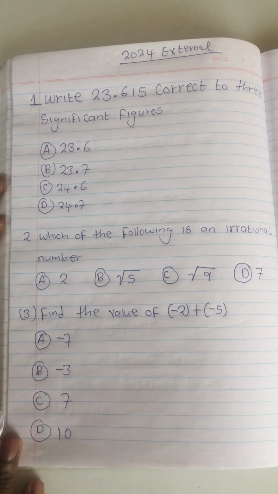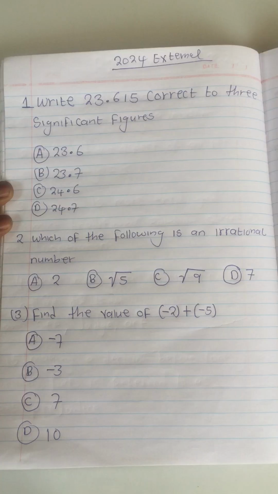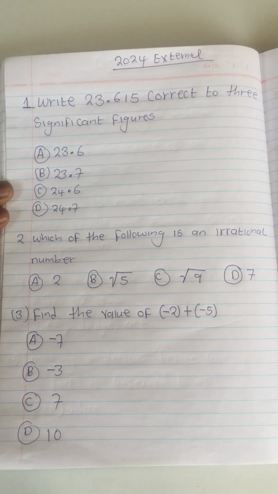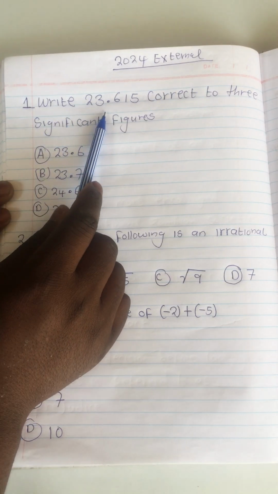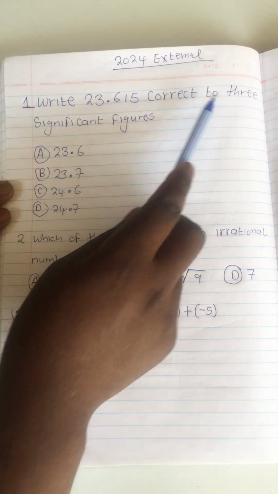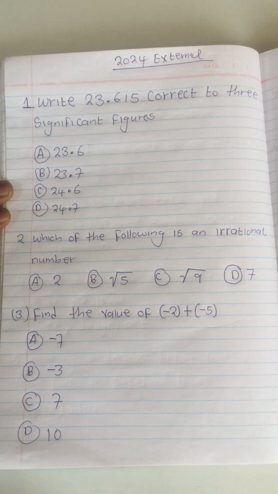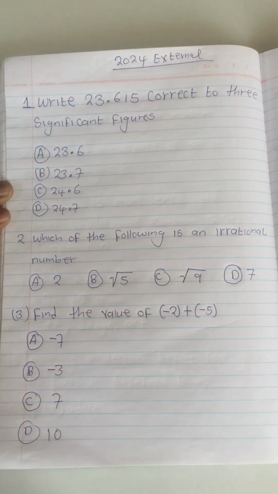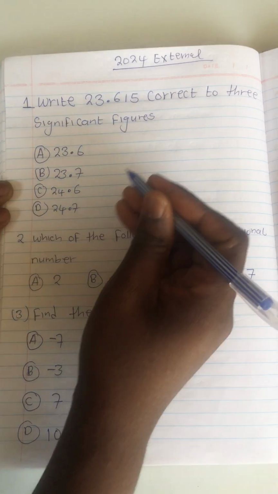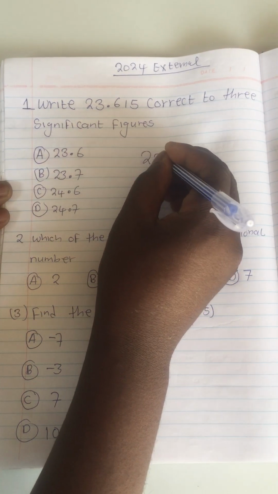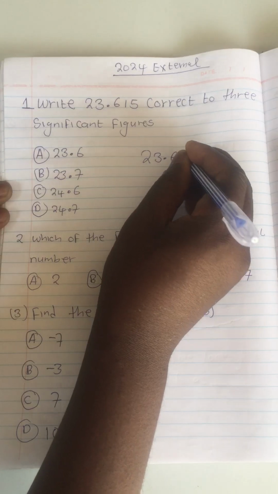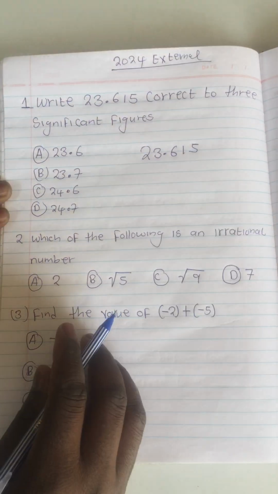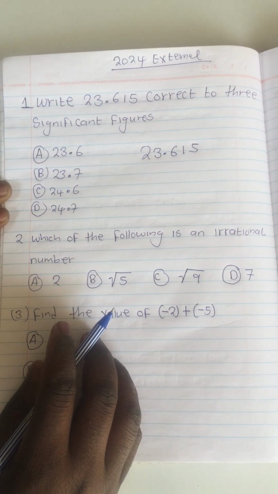This is mathematics, 2024 external for grade 9s. The first question reads: write 23.615 correct to 3 significant figures. So they want you to write this number correct to what? 3 significant figures.